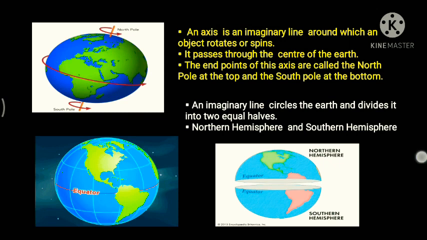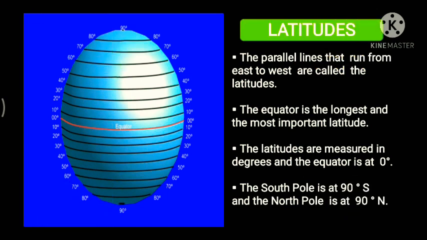Okay, now if we see the latitudes, what are these? When we look at the globe, we find different parallel lines that run from east to west. These lines are called the latitudes. Among them, the equator is the longest and the most important latitude. These latitudes are measured in degrees, and the equator is at 0 degree. Likewise, the south pole is at 90 degree south and the north pole is at 90 degree north.